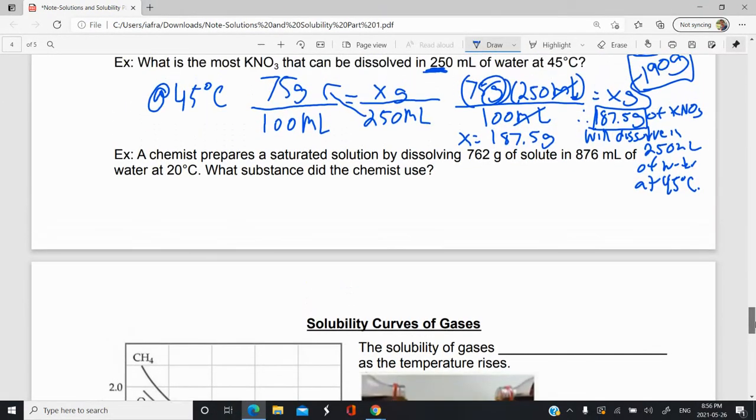You can try it out yourself first, then pause it and then press play to see if you're on the right track. So a chemist prepares a saturated solution by dissolving 762 grams of solute in 876 mils of water at 20 degrees Celsius. So this is a bit of a thinker. We have 762 grams of solute in 876 mils of water, and that's the same thing as saying grams of water. And this is at 20 degrees.